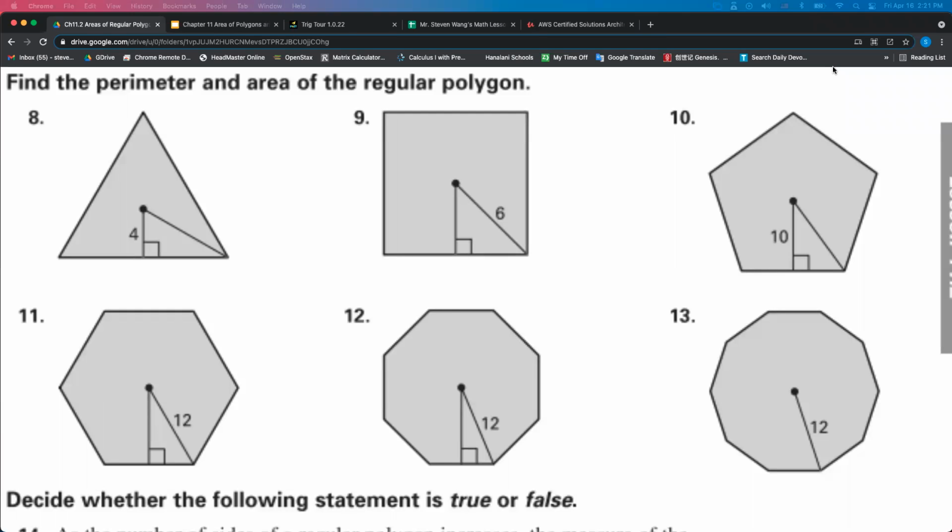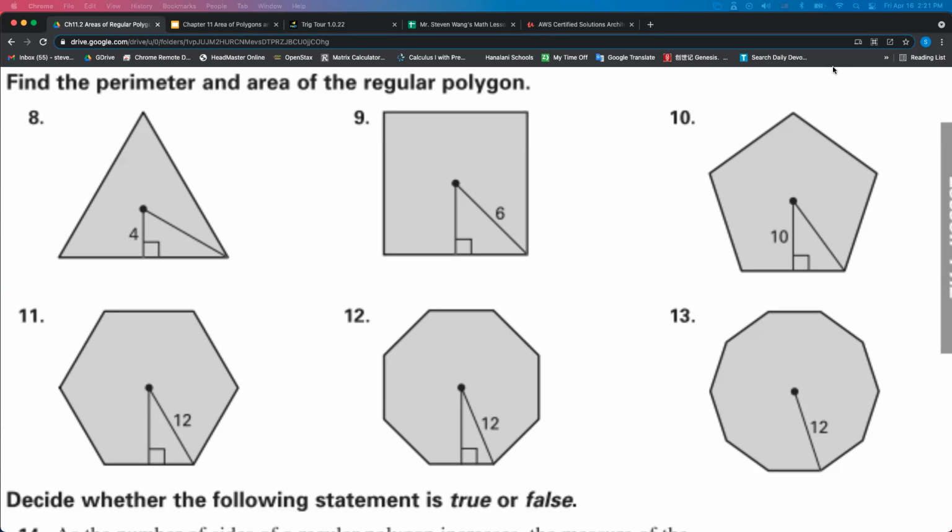Hello, this is 11.2 solving regular polygons area. I decided to record this whole section so that you don't have to hear all the different kinds of questions asked about it. So I'm just keeping it clean and short.